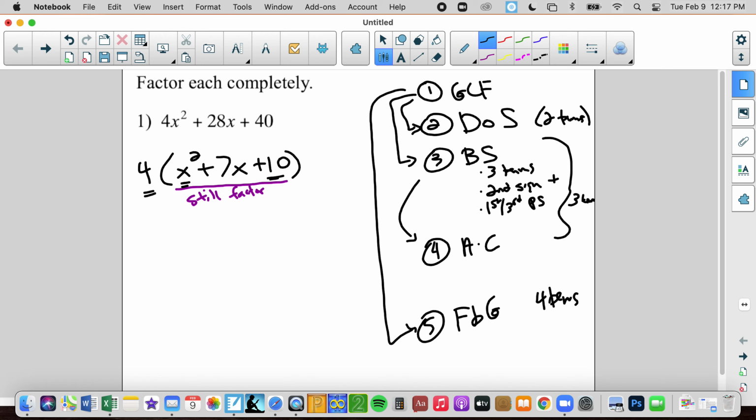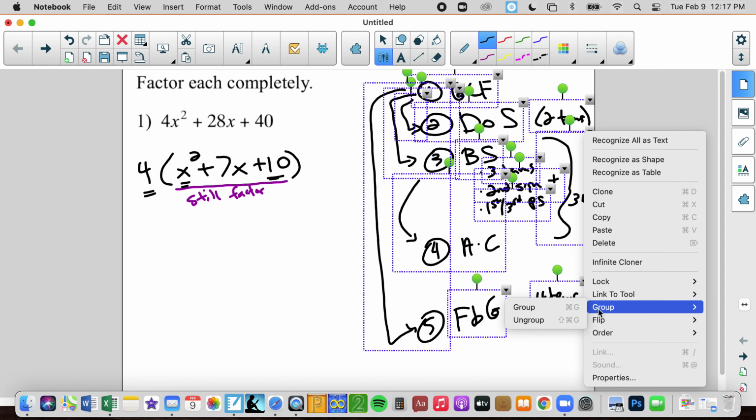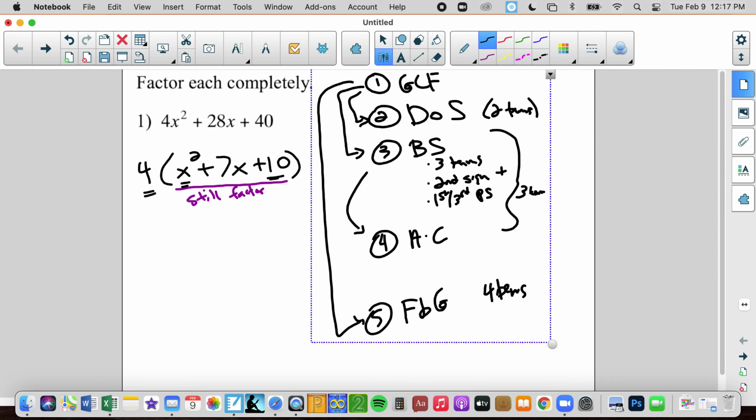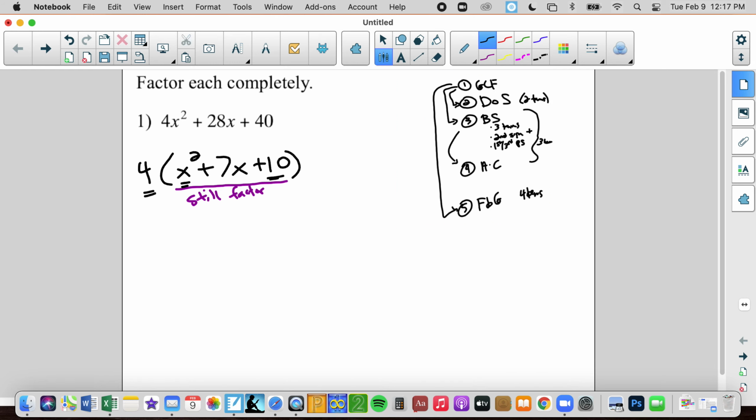So A times C, let's maybe group and make this a wee bit smaller. Good, so my A times C. My A is 1, my C is 10. 1 times 10 is 10. Factors of 10 are 1 and 10, 2 and 5.